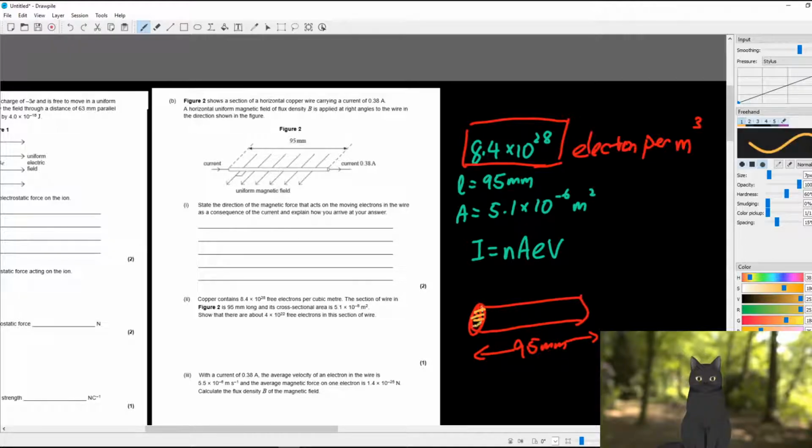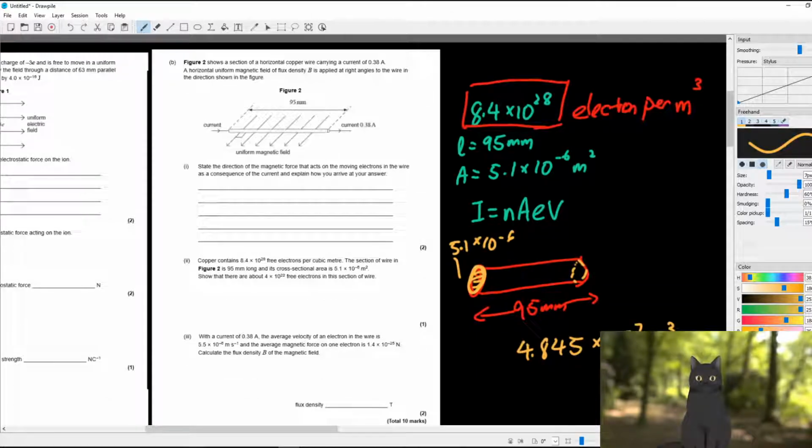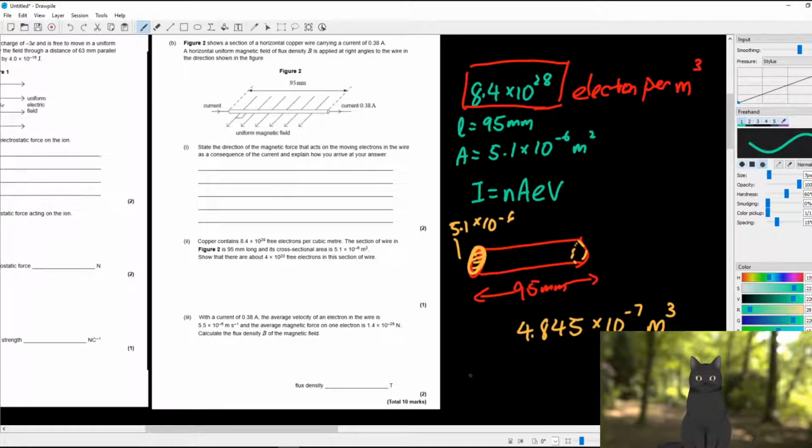How much is the cross section area? 5.1. Okay, what's the total volume then? We can find it. So 95 divided by 1000 to change it to meters, times 5.1 times 10 to the power of negative 6, right? And then you should get 4.845 times 10 to the power negative 7 meter cube. So we find the volume first, because for 1 meter cube I have 8.4 times 10 to the 28. Okay, you continue from here, and then you times it by that.